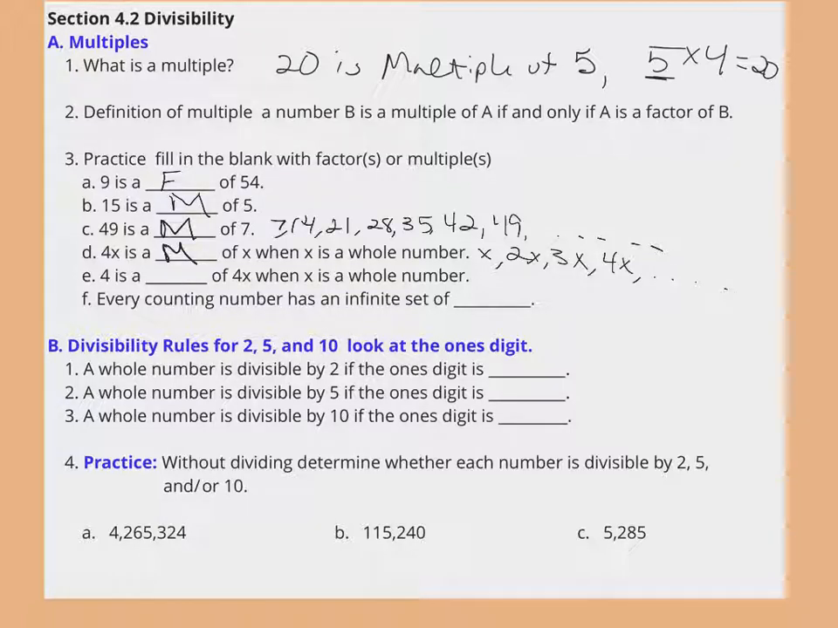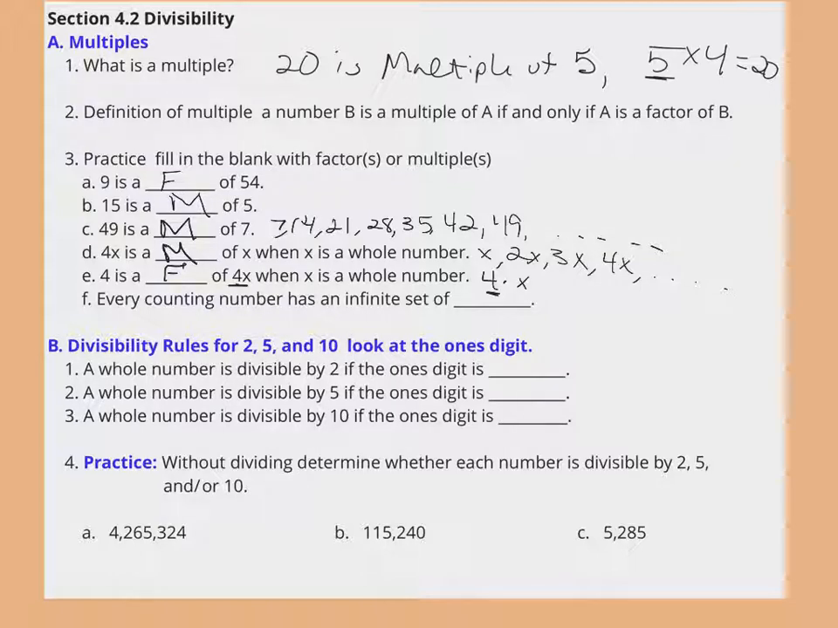In E, it says 4 is a blank of 4x. So I know that to get 4x, I'm taking 4 times my x value. I should write it like this: 4 times my x value. So that means 4 is a factor. It works together to make my result.